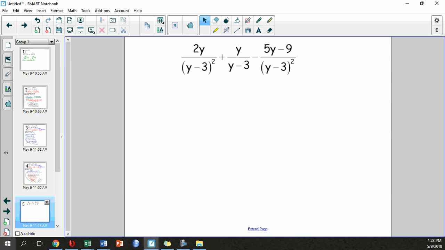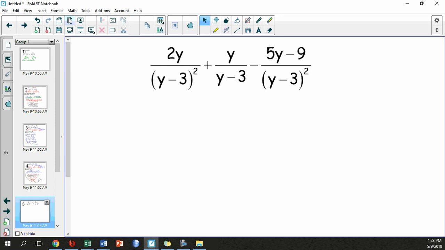Do we keep the denominator or do we eliminate it? Keep it. The reason why we keep it is because it is not an equation.